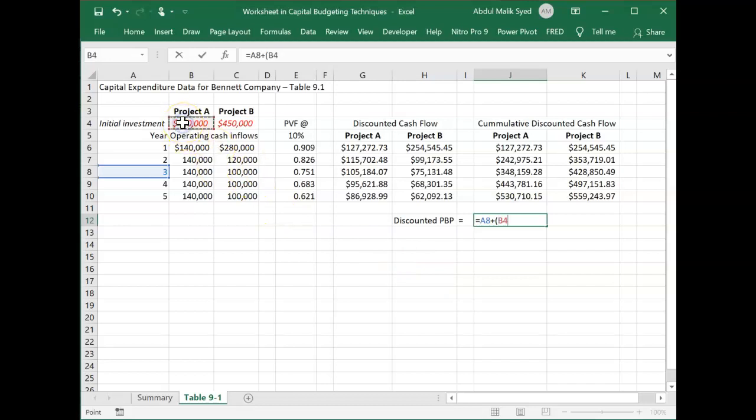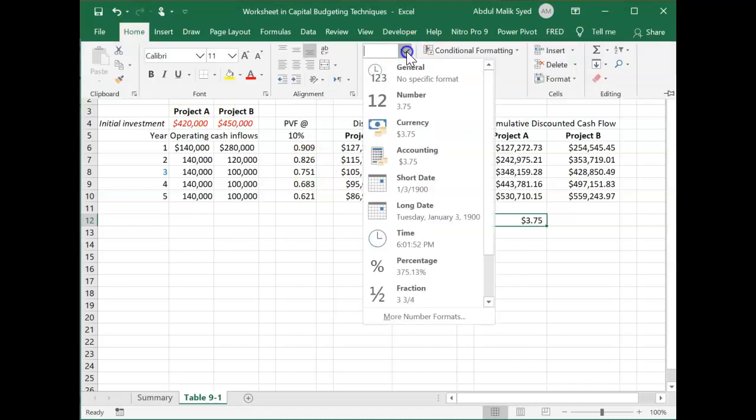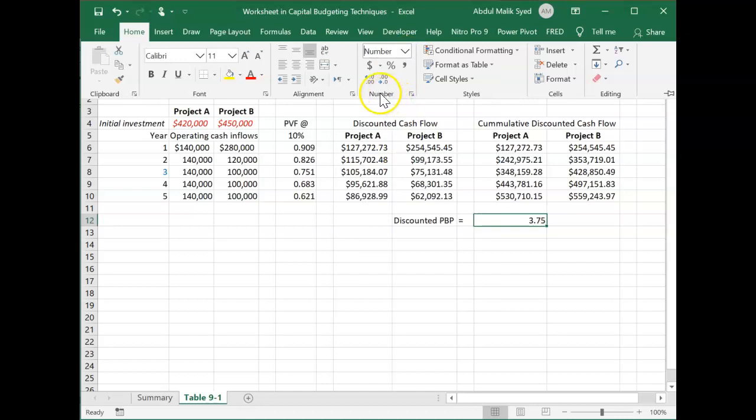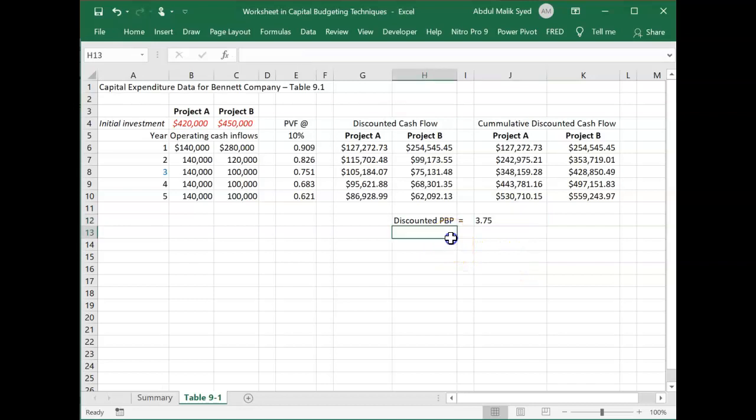So I have to take the fraction of the fourth year. This minus the fourth year. Fourth year means this. So I have to take this, right? And then divided by the fourth year cash flow which I'm going to receive. So this gives me 3.75 as my value. Okay, we'll put this in number. So 3.75 years is my payback period for project A.